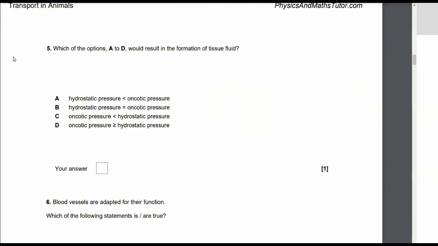Okay, let's look at question 5. So, which of the options A to D would result in the formation of tissue fluid? We have A, hydrostatic pressure is less than oncotic. Hydrostatic pressure equals oncotic. Oncotic pressure is below hydrostatic pressure. Oncotic pressure is greater than hydrostatic. Well, the correct answer here is C, and I'll explain why.